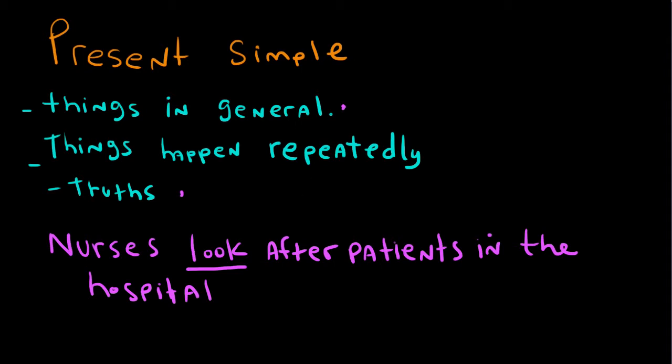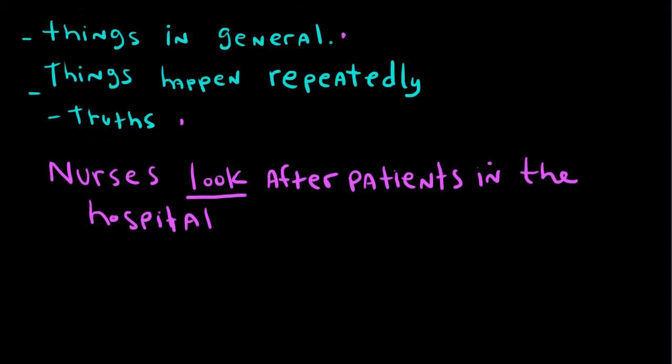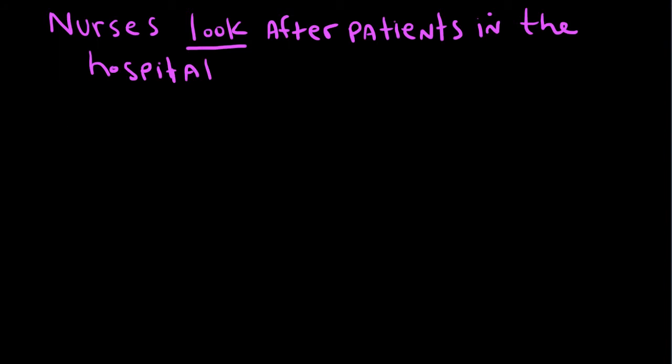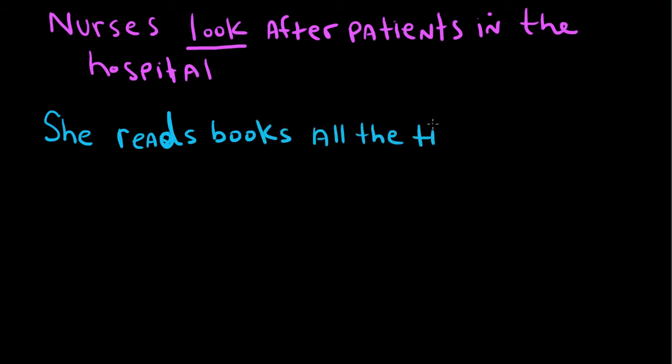Don't forget that we have to conjugate all the verbs in the present simple based on the subject. So let's look at an example that uses he or she. You remember we conjugate with es at the end of the verb for he or she. So, or with s. She reads books all the time. So in this sentence, it would be an example of a general idea or general truth. And we conjugate the verb by adding s for the third person, which is he, she, or it.